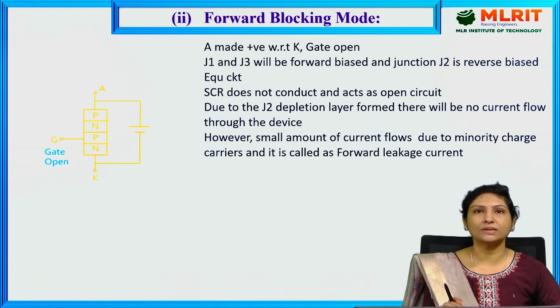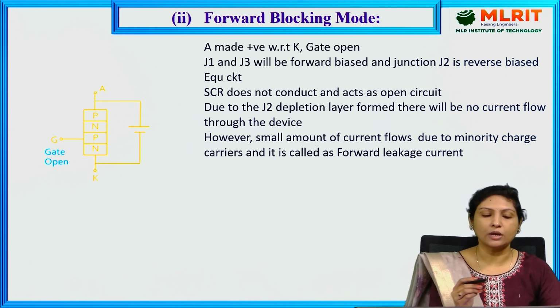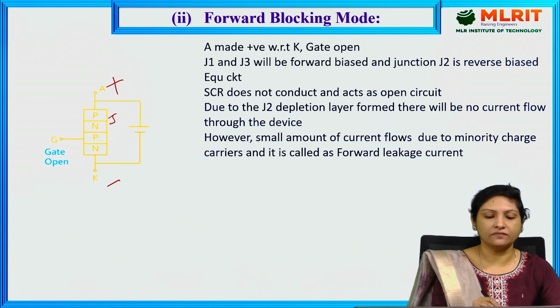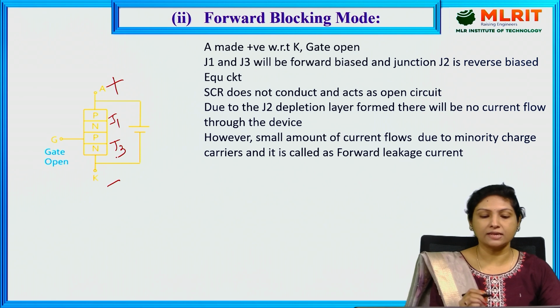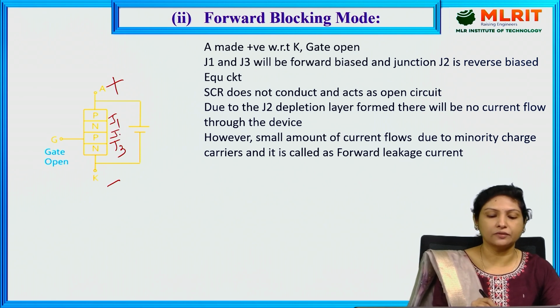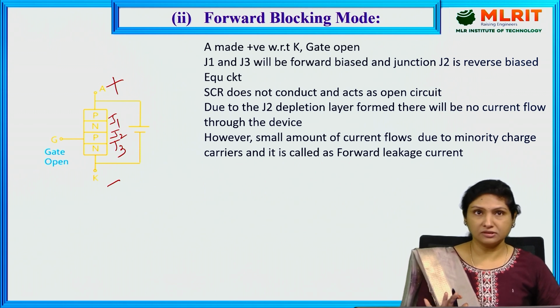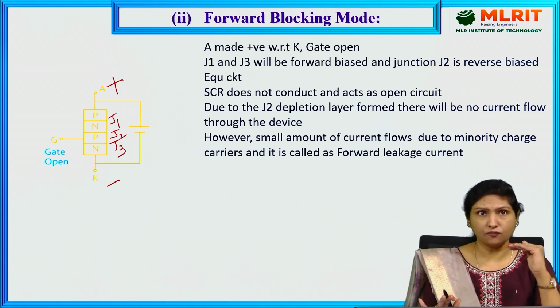And then we'll see the forward blocking mode of operation. In the forward blocking mode of operation, whenever the anode is made negative with respect to the cathode, in that case, junction J1 as well as J3 will be forward biased, whereas J2 will be reverse biased. In this case, let us draw the equivalent circuit. See, first thing, J1 and J3 are forward biased.